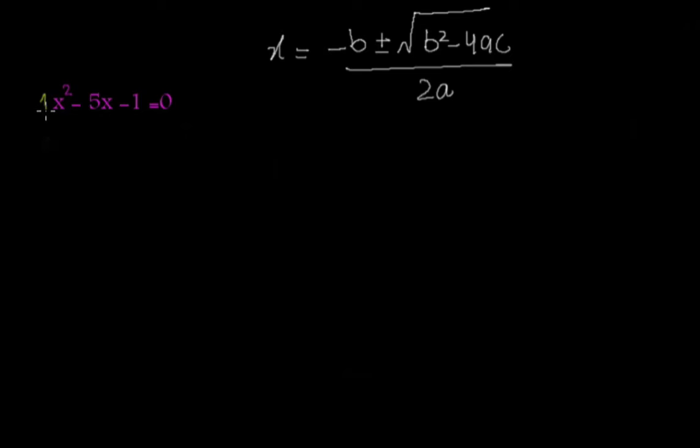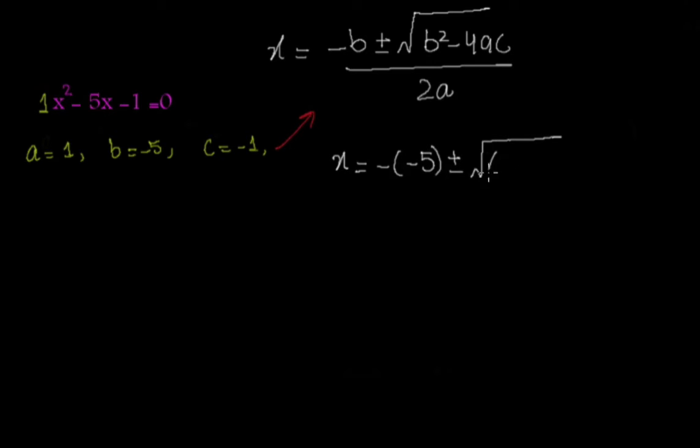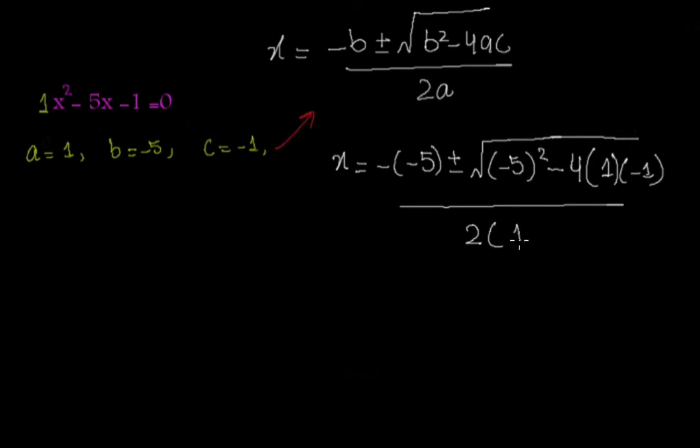So the first coefficient is 1 and the value of a is 1. The value of b is negative 5 and the value of c is negative 1. So go ahead and try to solve first. So put all the values in this formula. So we get negative b, that is negative 5, plus and minus square root b square, that is negative 5 square, negative 4 times a, that is 1, and c, that is negative 1, over 2 times a, that is 1.